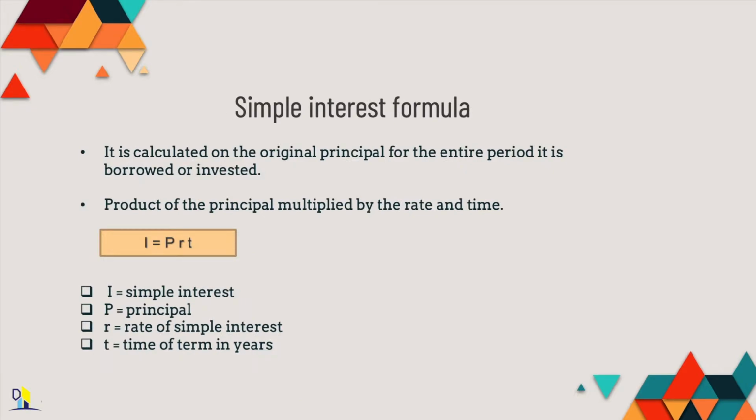Next, the simple interest formula. It is calculated on the original principal for the entire period it is borrowed or invested. So something to take note of here is whenever we talk about simple interest, we always talk about the original principal, not the accumulated funds that you have in your account. The product of the principal multiplied by the rate and also the time is what gives you the simple interest that you have earned. So based on the formula I = PRT, that gives us I equals principal times your simple interest rate times the number of years in that term that you're talking about, whether it's a savings, whether it's a loan and whatnot.